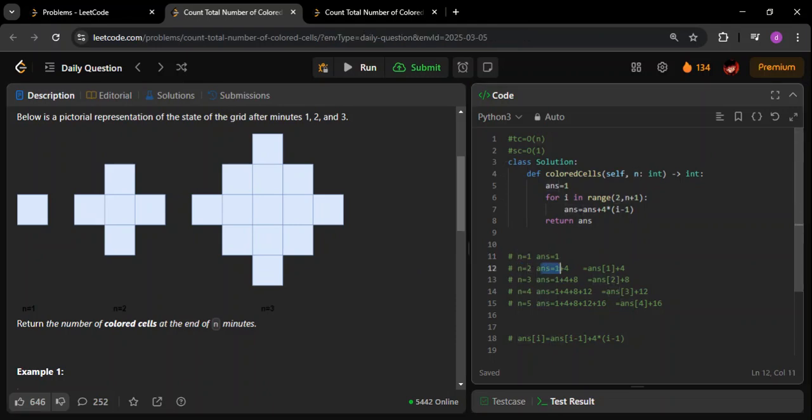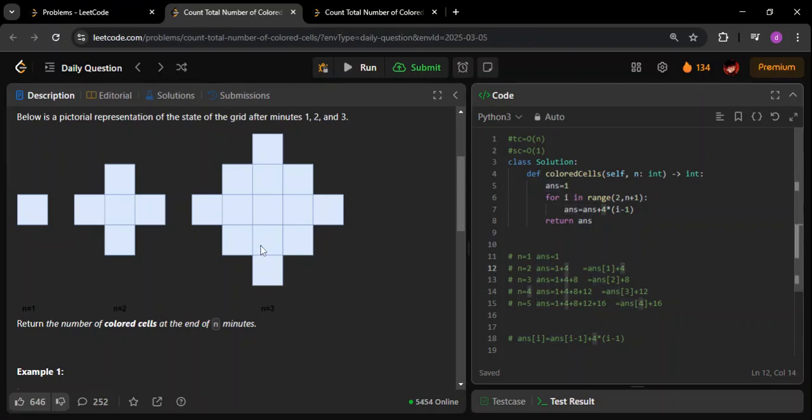The answer is going to be, in this case, 1 plus 4. If you see, 1 is there already, and we got 4 new ones. Why did this 4 come? Because n equal to 1 itself is a square, and a square has 4 adjacent sides. That's why all the tiles adjacent to that particular cell on those sides will now get colored. That is the reason why this 4 is coming.